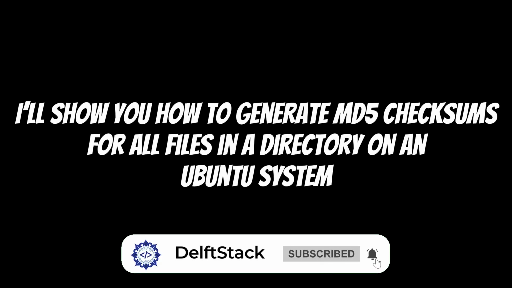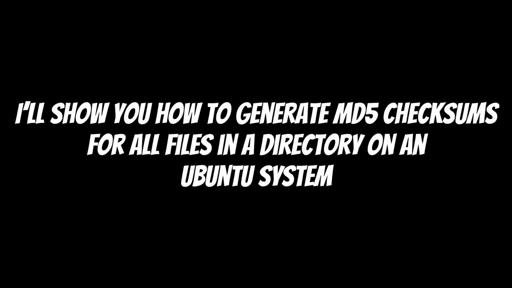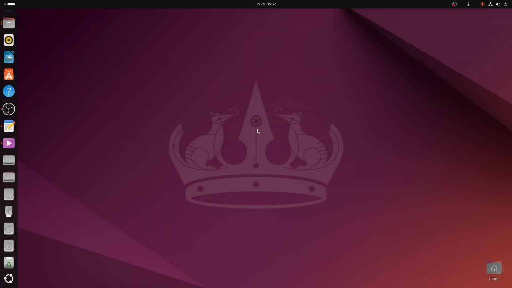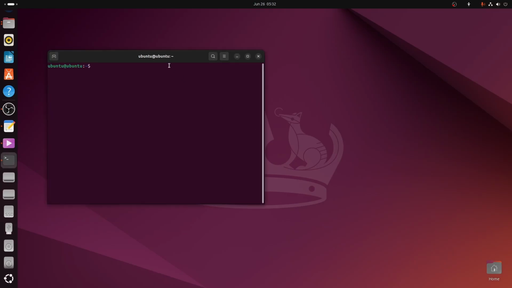In this video, I'll show you how to generate MD5 checksums for all files in a directory on an Ubuntu system. This is useful if you want to verify file integrity or detect any changes in files over time. First, open your terminal. Make sure you're in the correct directory.